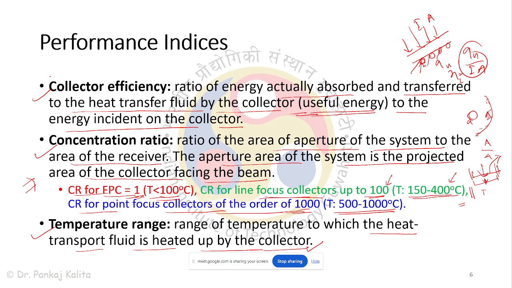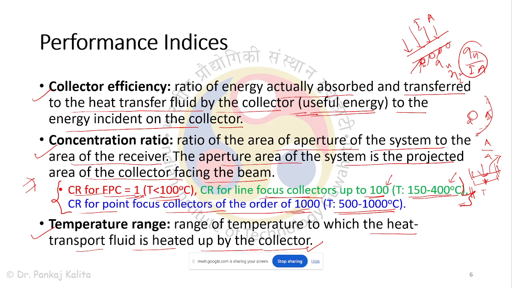Concentration ratio is the area of the aperture to the area of the receiver. So the higher this concentration ratio, the greater the temperature reached, and the greater your heat transfer, right? If you see these values, you must be aware of these ranges: for a flat plate collector the concentration ratio is 1, the aperture area and the receiver area are the same, right? And so the temperature reached here is below 100.